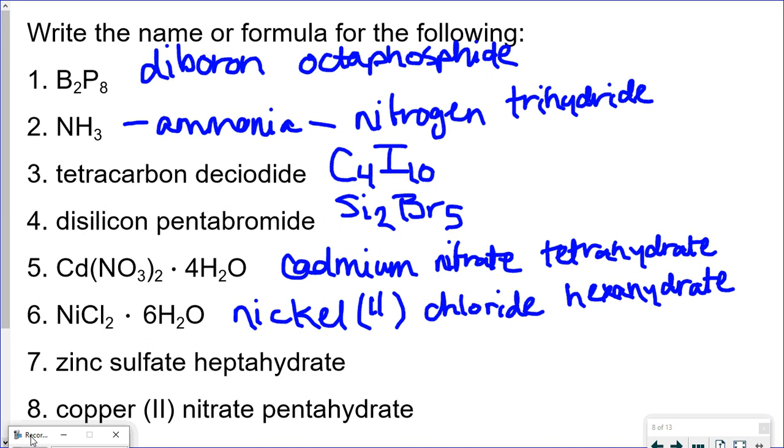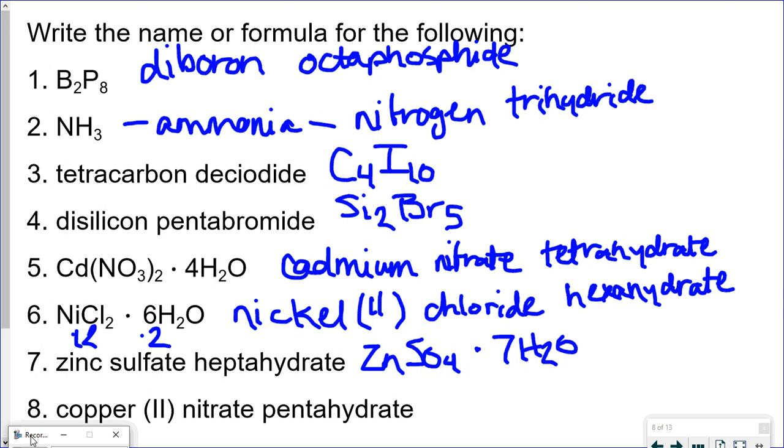All right, looking at number 7, we have zinc sulfate heptahydrate. Zinc is Zn. Remember, it only has one possible charge. Zinc is a +2 charge. Sulfate is SO4, which always has a -2 charge. So if we crisscross those, it simplifies. So it is just ZnSO4. Heptahydrate, so we always put a dot to connect it to the hydrate, and hepta is 7. So this is attached to 7 water molecules.